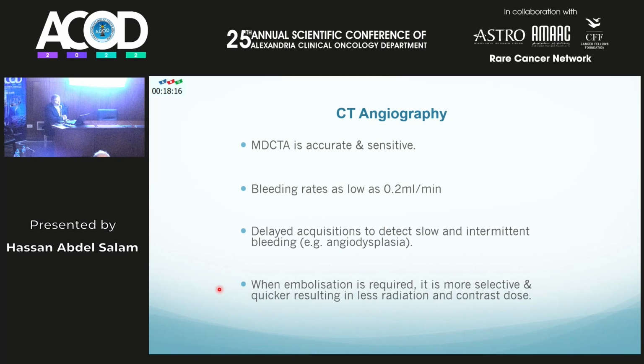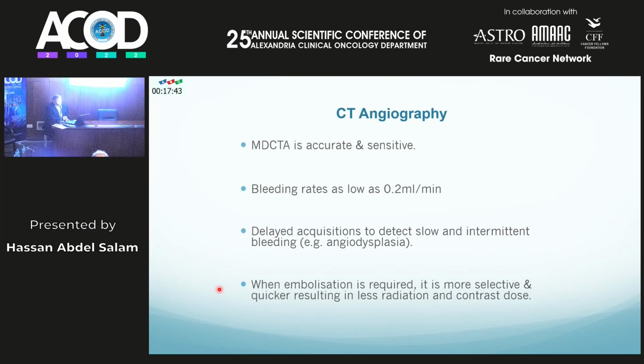Diagnosis is usually done by endoscopy in case of upper GIT tumors and colonoscopy in lower GIT tumors, and CT angiography. CT angiography is very crucial for us interventional radiologists to detect the bleeding arteries and guide us to do our embolization. Multi-slice CT is a very accurate and sensitive modality to detect bleeding. It can detect bleeding rates as low as 0.2 millimeter of blood per minute.